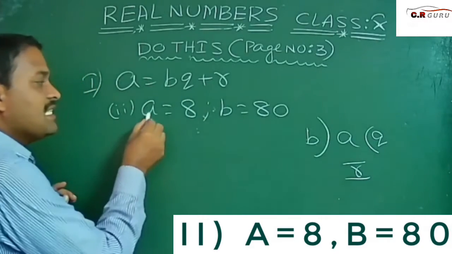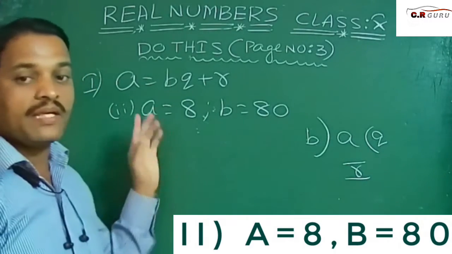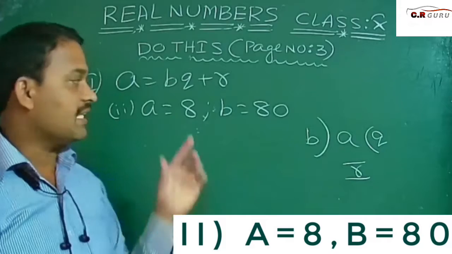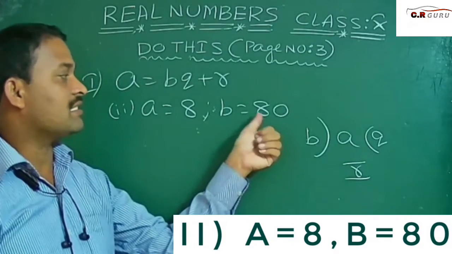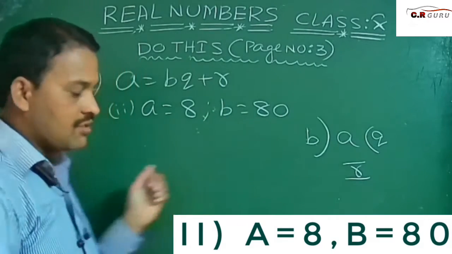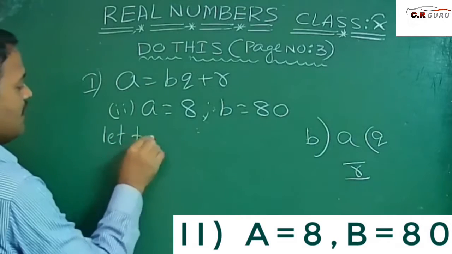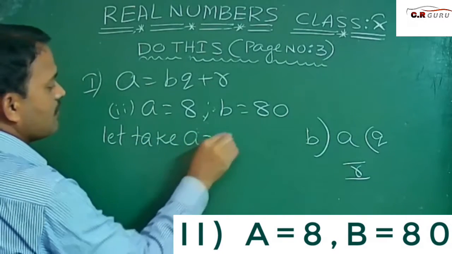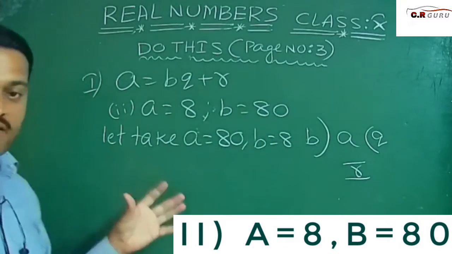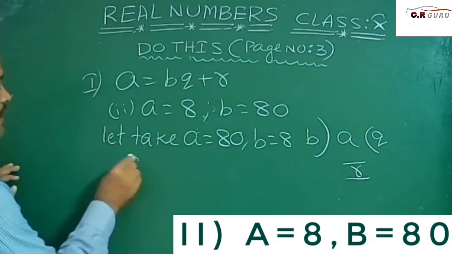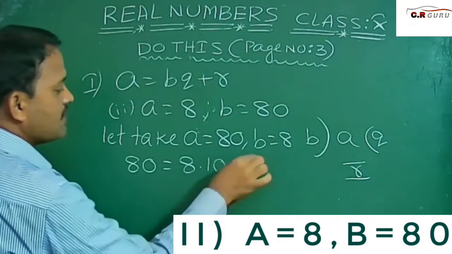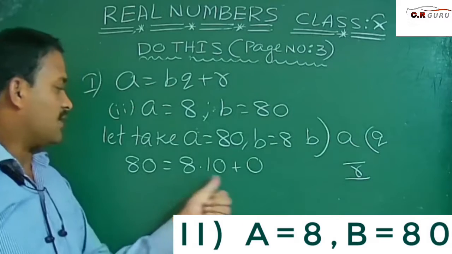The dividend is always greater than the other three factors. So here b = 80 is, as per the definition, the divisor, so you just need to change. Let us take a = 80 and b = 8. Then only it is possible. Now take 80 = 8 into how much? 8 into 10 plus 0. Then only you will get 80, no?